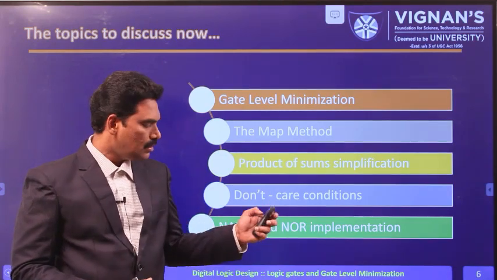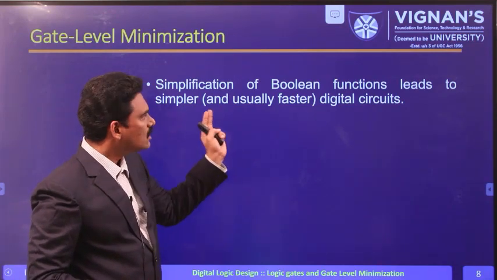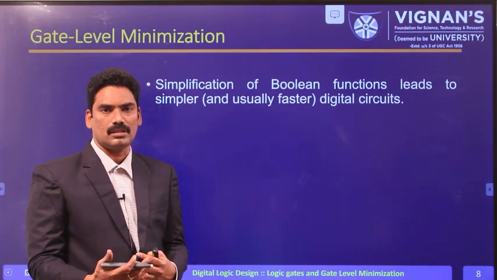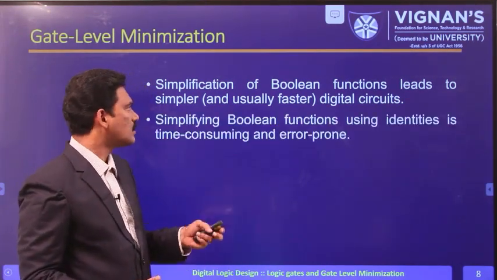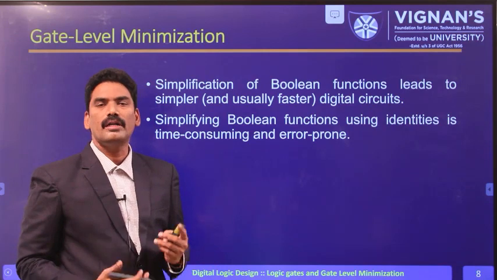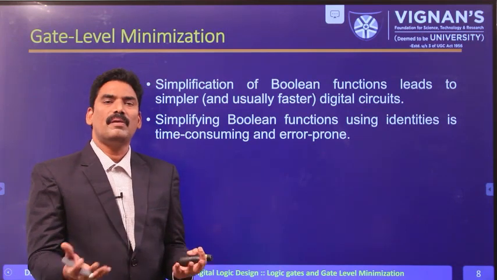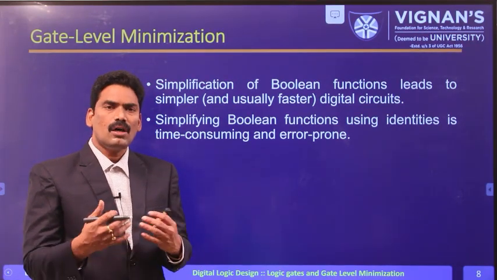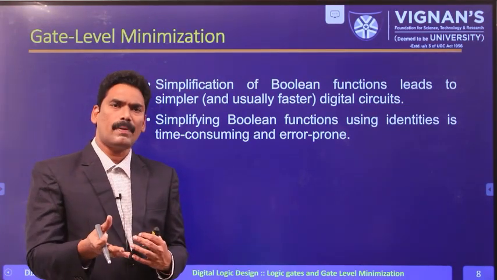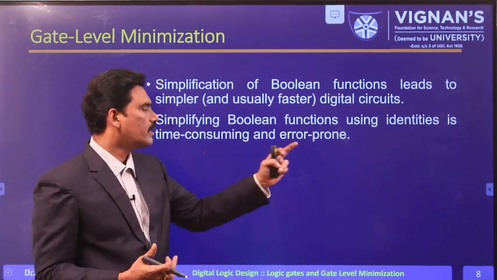Coming to our topic, we are going to simplify Boolean expressions, which leads to simpler digital circuits. Simpler digital circuits obviously work faster. This is our objective, and for this, simplifying Boolean functions using identities is time consuming and error prone. We have discussed that by using Boolean algebraic laws we can simplify Boolean expressions. We have so many Boolean algebraic laws, and we have to apply them to simplify the expressions. That is time consuming and error prone.